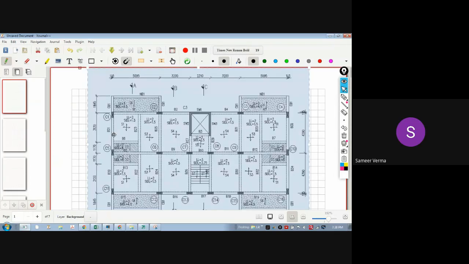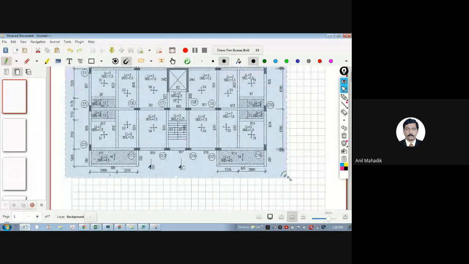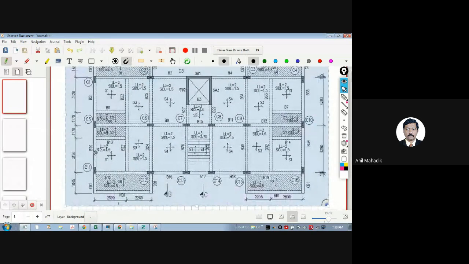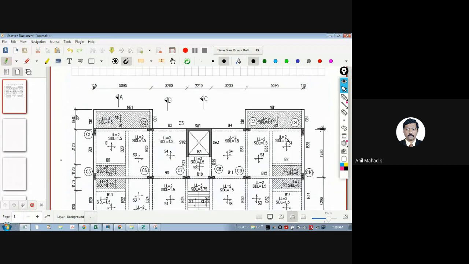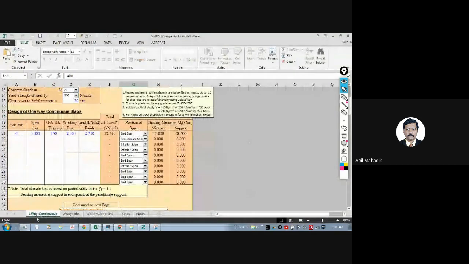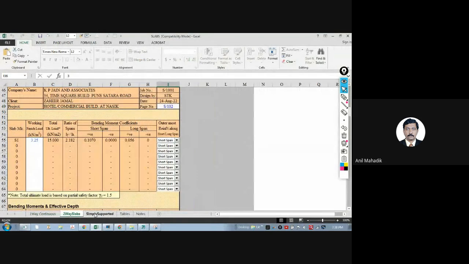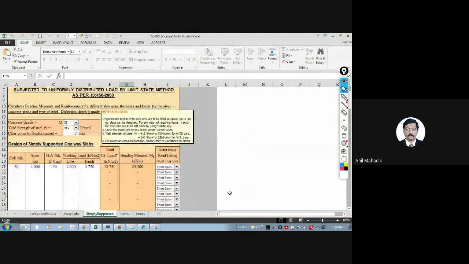No, sir. Okay. We'll cover that today. Yesterday we have seen the detailing part, but I think design is pending. See, we are having an Excel sheet for the slab design: one-way continuous, then two-way slab, and simply supported slab. So we can do the design by using this. In the beginning, let's discuss.